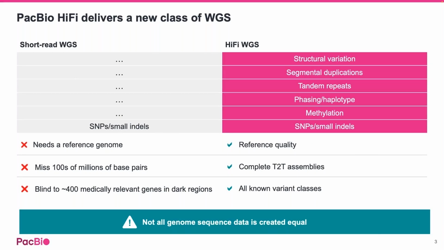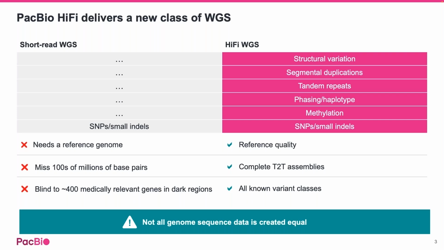While most people may be familiar with SNV and small indel calling with short-read sequencing, the HiFi genome is a truly complete representation of the whole genome, as the long, accurate reads from HiFi excel at not only small variants, but a list of complex variants and events, including structural variation, methylation calling with no additional library prep or sequencing, segmental duplication, phasing of the 6 megabase diploid human genome, and overcoming the issue of missing hundreds of millions of bases and over 400 medically relevant genes represented in the dark regions, which are inaccessible with short reads.